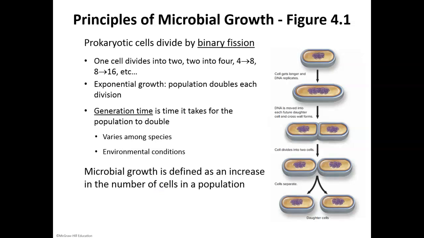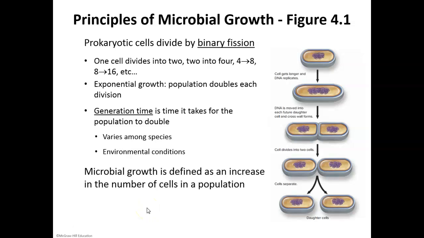So how do microbes grow? First of all, microbes in general divide via binary fission. So you've learned about mitosis in general biology, where cells divide. Well, binary fission is a similar process in which prokaryotic cells divide. They divide exponentially. So if you start with one cell, then that cell is going to replicate its DNA. It's going to elongate, and then it's going to divide into two identical cells.